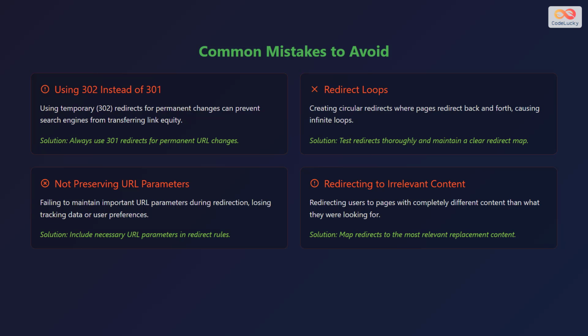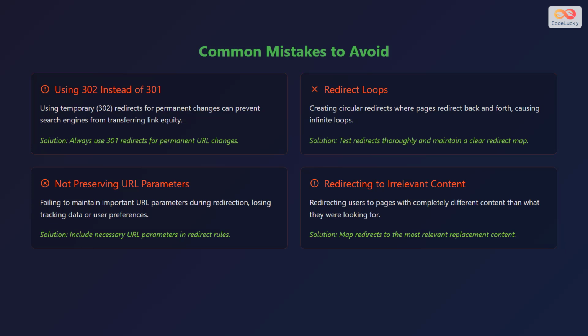Here are some common mistakes to avoid when implementing 301 redirects. First, using 302 instead of 301. Using temporary, that is, 302 redirects for permanent changes can prevent search engines from transferring link equity. Always use 301 redirects for permanent URL changes. Second, redirect loops. Creating circular redirects where pages redirect back and forth, causing infinite loops. To solve it, test redirects thoroughly and maintain a clear redirect map.